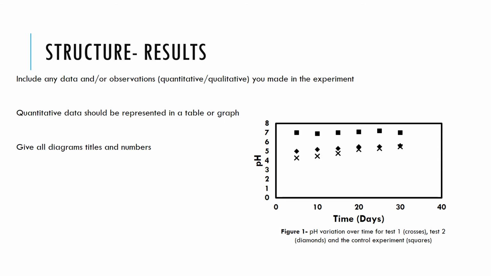And you'll notice in the figure caption that I've told the reader that test 1 corresponds to the crosses, test 2 corresponds to the diamonds, and I've got a control experiment which corresponds to the squares. So please make your figure captions clear, make sure you label your axes with the correct units, and most importantly, make sure they're legible. Make sure that these axes aren't bunched up.